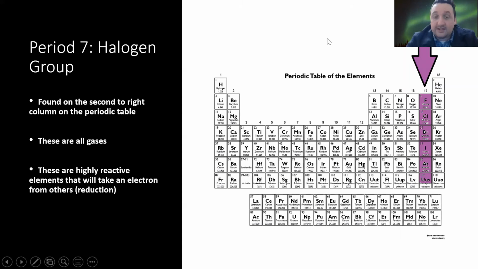The next group is the halogen group, and these are really strong reducing materials. You have to keep them isolated because much like the alkali metals, they will react violently and form salts, and they will steal an electron immediately. That is the halogen group.